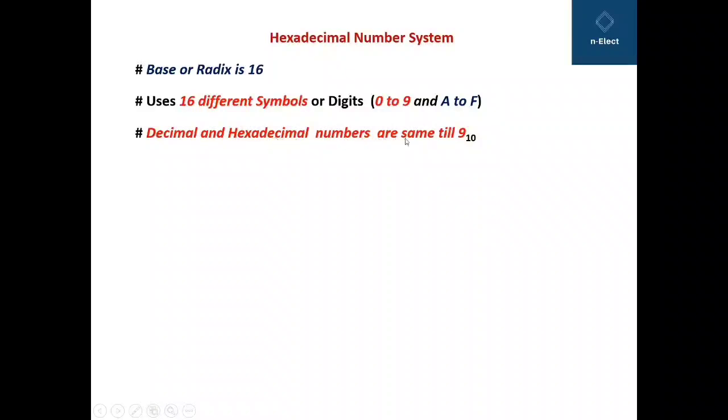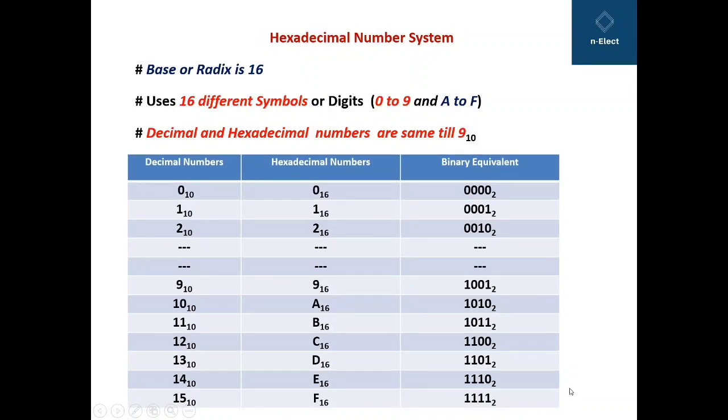Decimal and hexadecimal numbers are same till 9 decimal. But from 10 decimal it will come A, for 11 it will come B, likewise for 15 it will come F. From the table it will be very clear. Here the decimal numbers are shown up to 9, the decimal numbers and hexadecimal numbers they are same. But from 10 onwards, here comes A, B, C, D, E and F, and this is the hexadecimal number system, or these are the different symbols which are being used in hexadecimal number system.